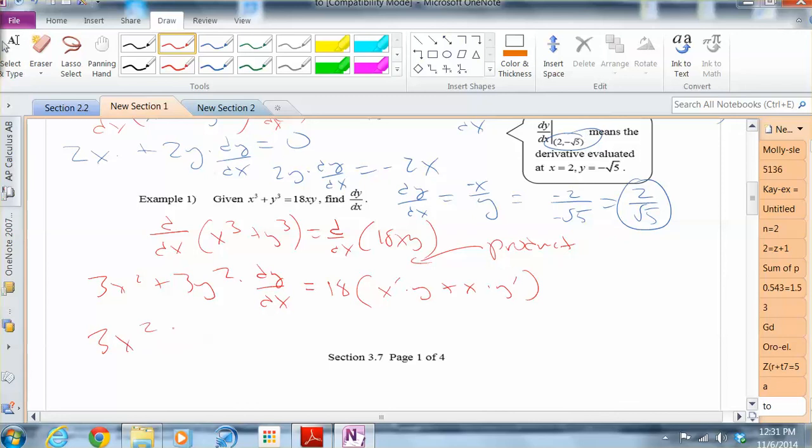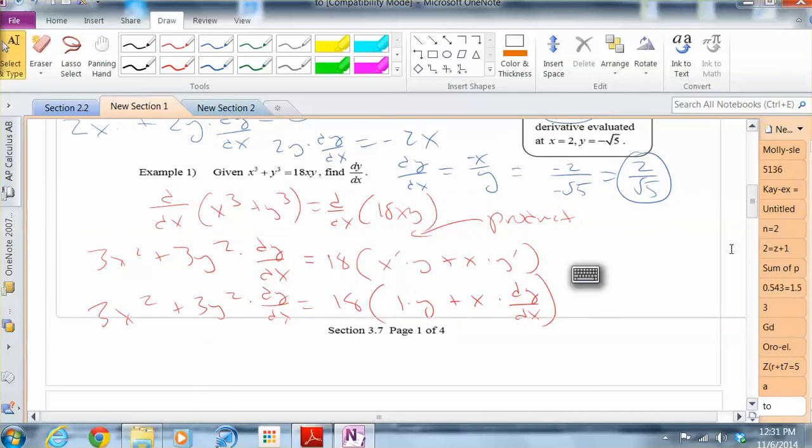So 3x squared plus 3y squared times dy over dx equals 18 parentheses. Now it'll be 1 times y plus x. Now derivative of y is 1, but you got to say dy over dx. So whenever you're taking a derivative of a variable with respect to a different variable, you got to do something like that.